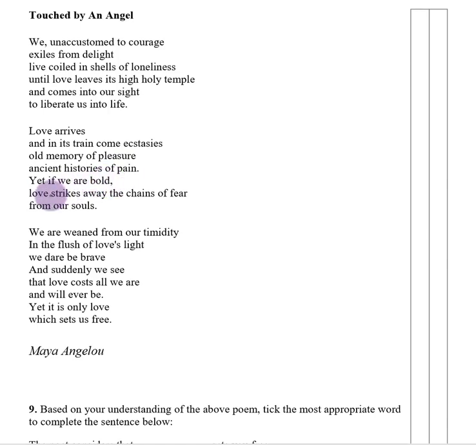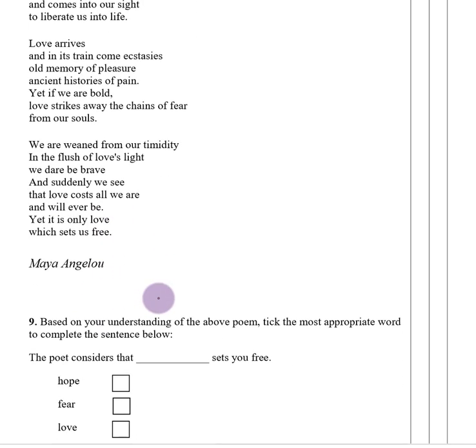Yet if we are bold, love strikes away the chains of fear from our souls. We are weaned from our timidity. In the flush of love's light, we dare be brave, and suddenly we see that love costs all we are and will ever be. Yet it is only love which sets us free. Maya Angelou.